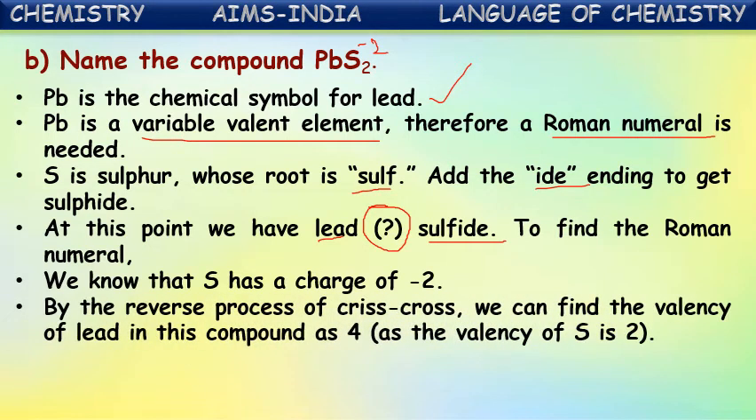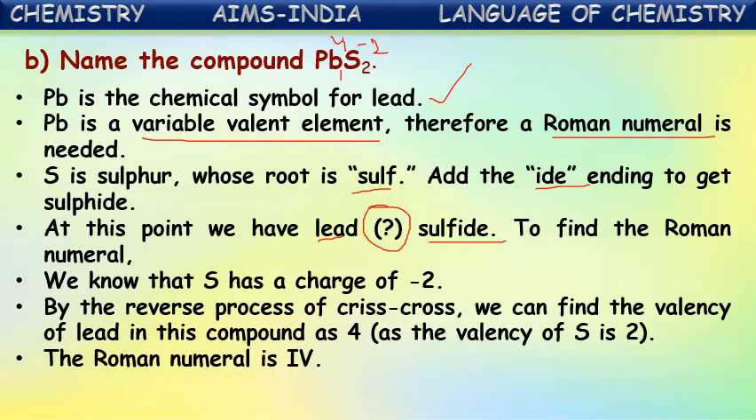So the charge is -2, but in the reverse crisscross process we can find the valency of lead in this compound as 4, because already S is 2, but we have to cancel the equal number, so definitely there should be 4. Then only we can cancel and crisscross. If you cancel with 2, here it will come 1 and here it will come 2, that one we are crisscrossing. So based on the reverse crisscross process, the valency of lead is 4.